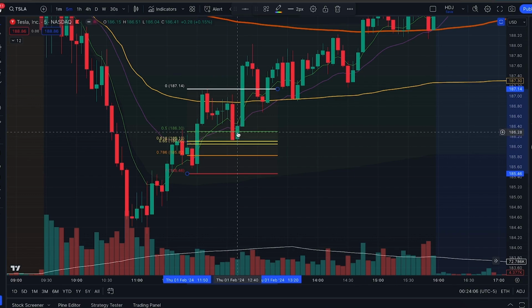Each candle is 5 minutes. So if you take a look down here, you can always watch this clock. So let's say, what time is it right here? Okay, 12:40.